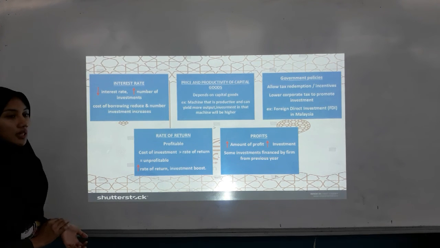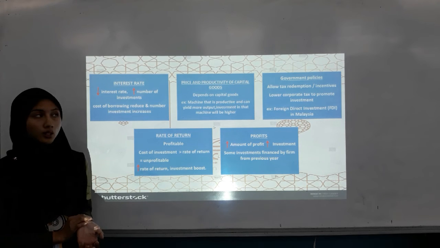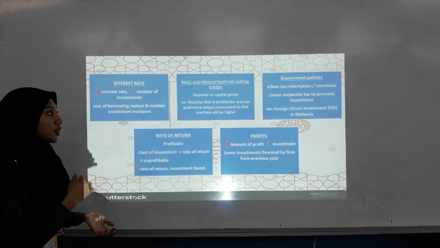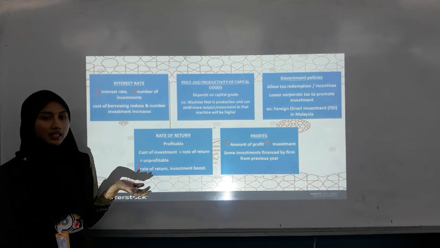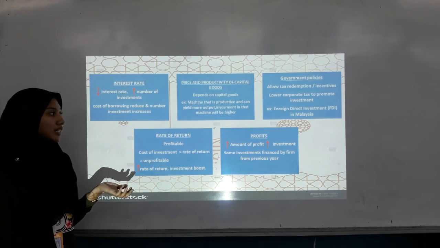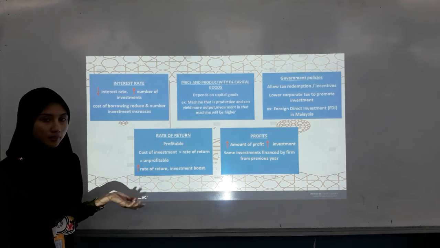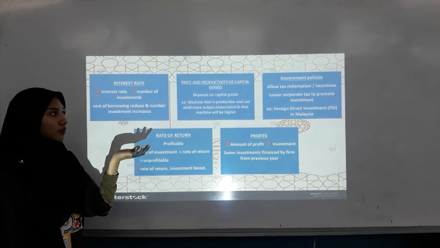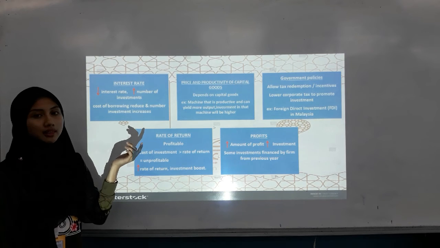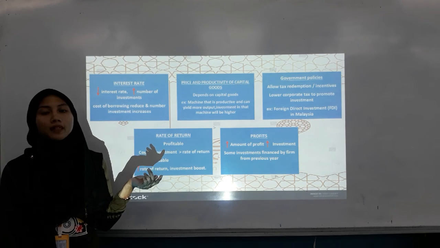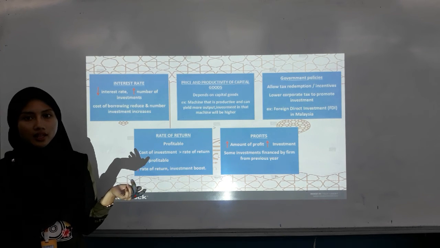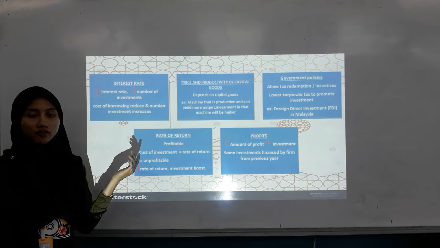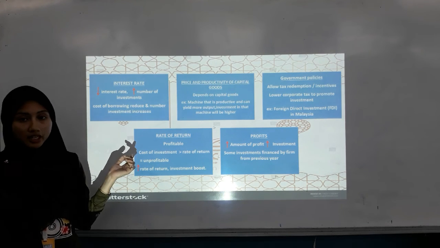The second one is the price and productivity of capital goods. It depends on the capital goods. For example, if machinery is productive and can yield more output, investment in that machine will be higher because it gives a lot of profit. And the third one is government policy, which allows tax redemption and incentives. It lowers the corporate tax to promote investment. For example, foreign direct investment (FDI) in Malaysia.